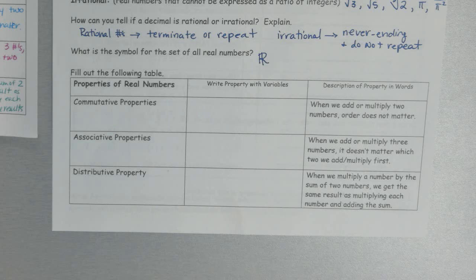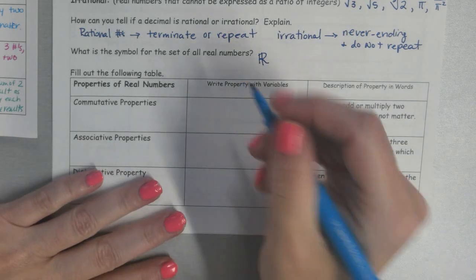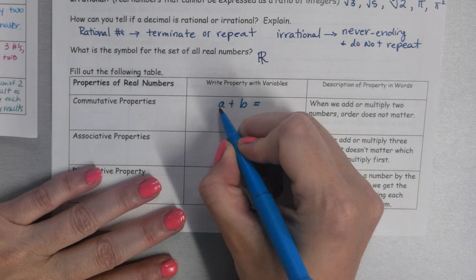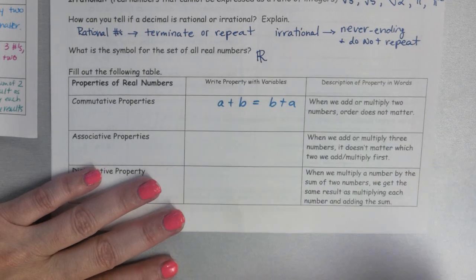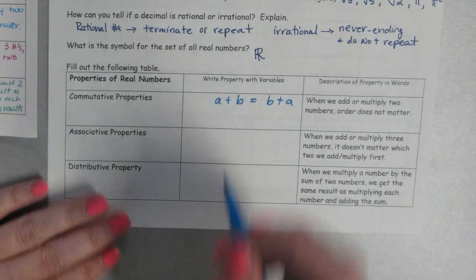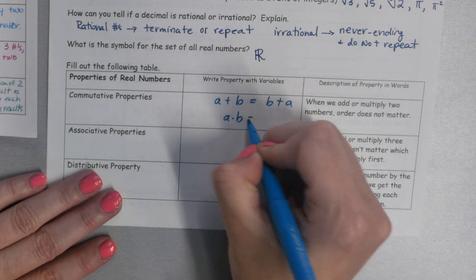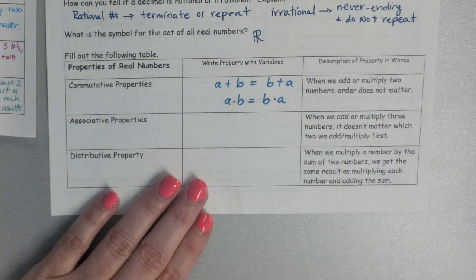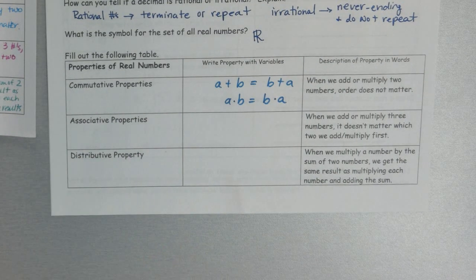Okay, so for the commutative property, this just means it does not matter the order in which you add something. So you could do A plus B or B plus A. 5 plus 3 and 3 plus 5, they are both 8. Okay, whether you do 3 times 4 or 4 times 3, that is still 12. So order does not matter when you're adding or when you're multiplying.